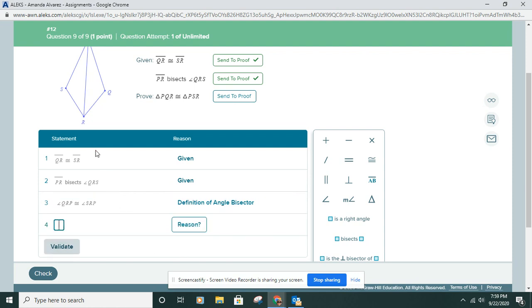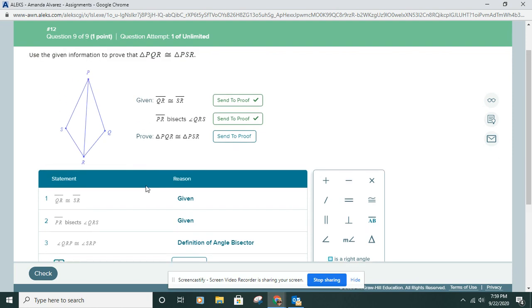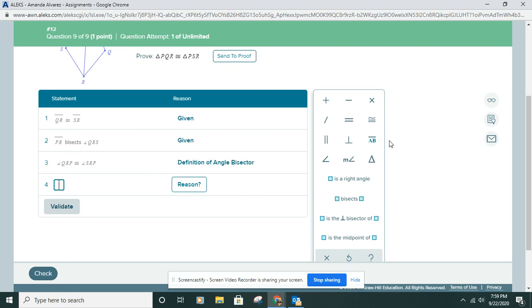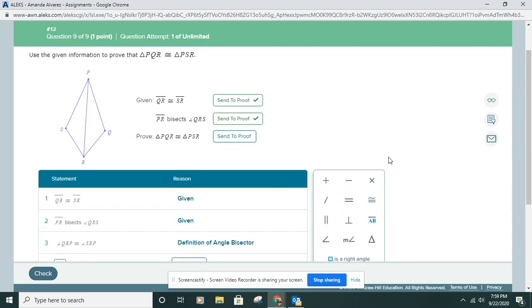Okay, so now I've got a side, angle, and then I need one more thing. I've only got a side and an angle. So I'm noticing they have a shared side. They share PR. So I'm glad I get to do this with you. I was having a lot of trouble with this little symbol for segments. So I click it and then I do PR.